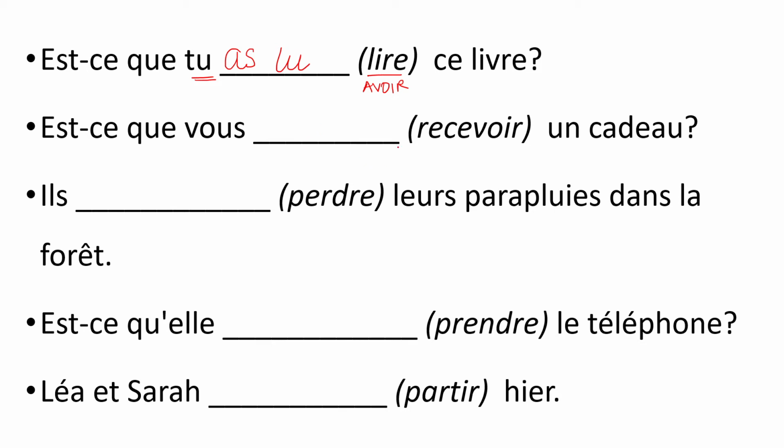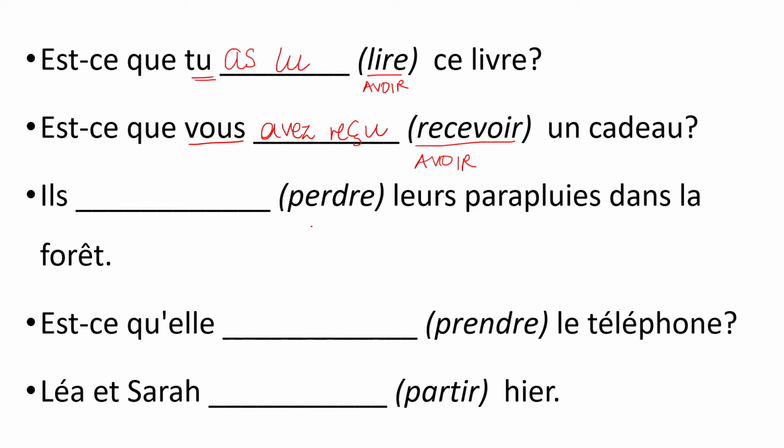Okay, next one. Recevoir is a normal avoir verb, doesn't fall into Dr. Mrs. Vandertramp. Okay, so you have to put avoir for vous is the subject, becomes avez. Now, the participle for recevoir is again an irregular participle. Okay, it is reçu. So it becomes est-ce que vous avez reçu un cadeau? Did you receive a gift?